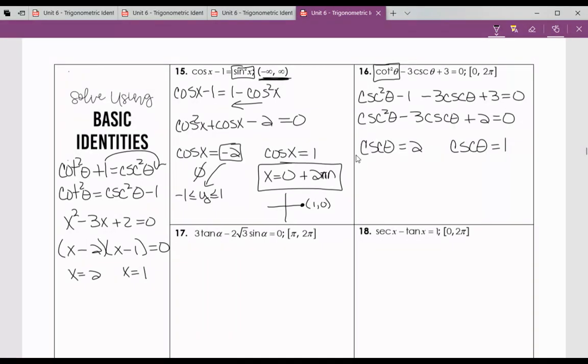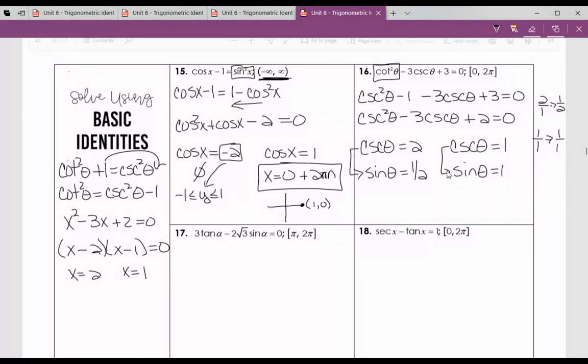Now, I don't like reciprocals, so I'm going to use the reciprocal identity to turn this into sine theta. If cosecant and sine are reciprocals, that means you're going to take that value, which is 2 over 1, and flip it, and it's going to become 1/2. I'm familiar with 1/2 coordinates on my unit circle for sines and cosines. Same thing here, I'm going to do the reciprocal. Well, when you take 1 over 1 and you flip it, it stays 1 over 1.